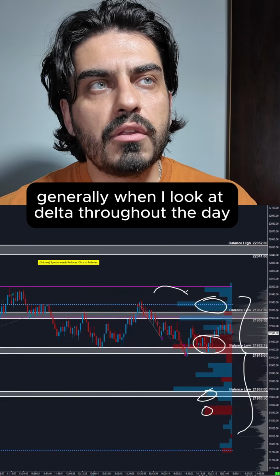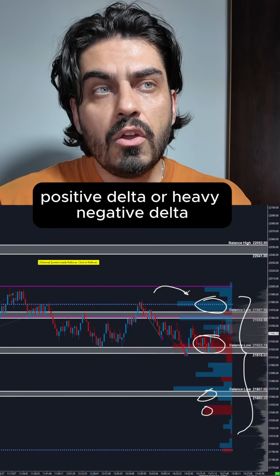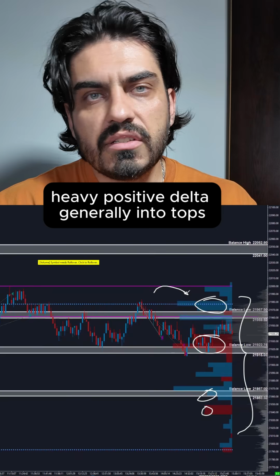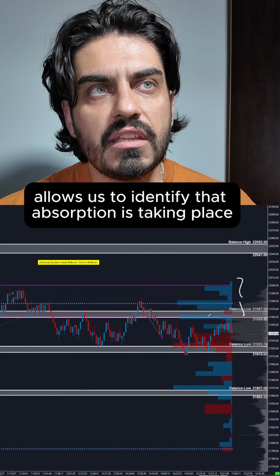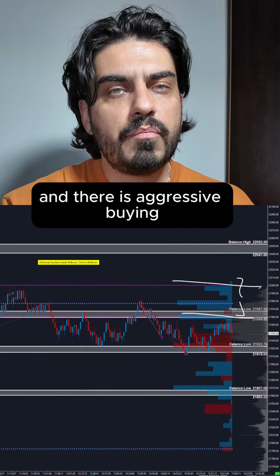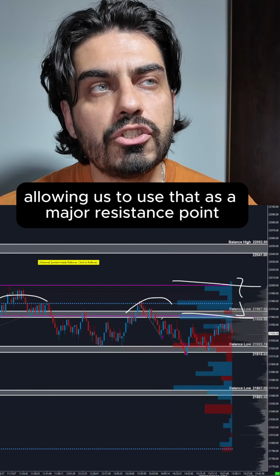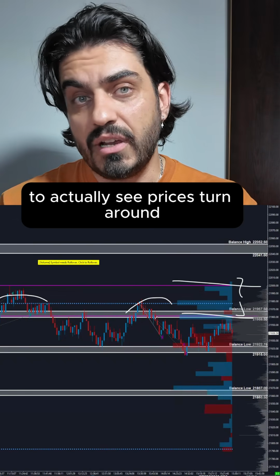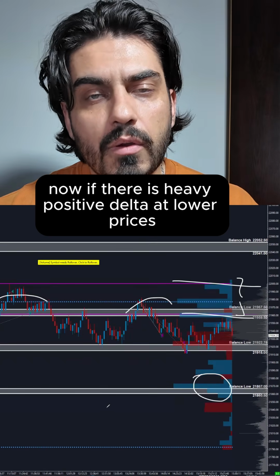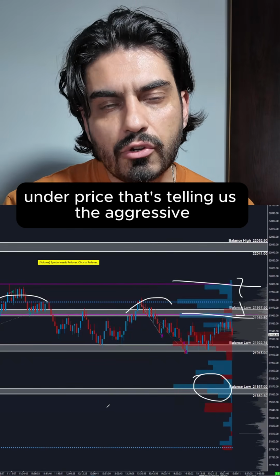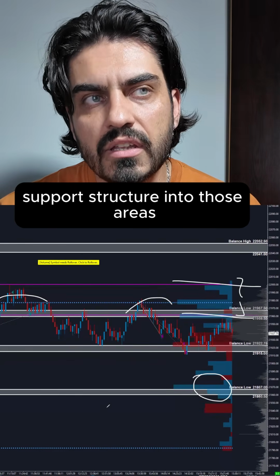Generally, when I look at delta throughout the day, I'm looking at areas that cluster in terms of heavy positive delta or heavy negative delta. Heavy positive delta, generally into tops, allows us to identify that absorption is taking place and there is aggressive buying that's being met with passive selling, allowing us to use that as a major resistance point to actually see prices turn around. Now, if there is heavy positive delta at lower prices, underpriced, that's telling us the aggressive buy side is going to act as support structure into those areas.